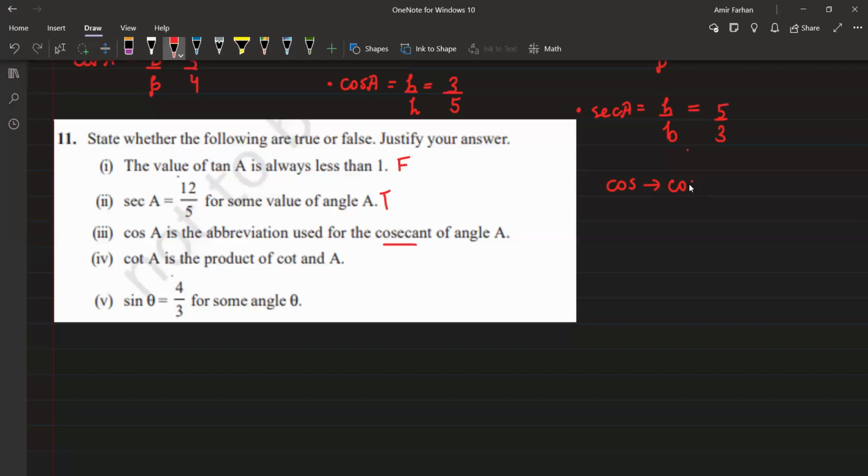Cosecant is the full form of cosec, so it is false. Clear? Cot A is the product of cot into A? No. Whenever there is an angle written with the trigonometric ratios, it is not multiplied. It is a kind of function. Cot is a kind of function and the value of that function is A.